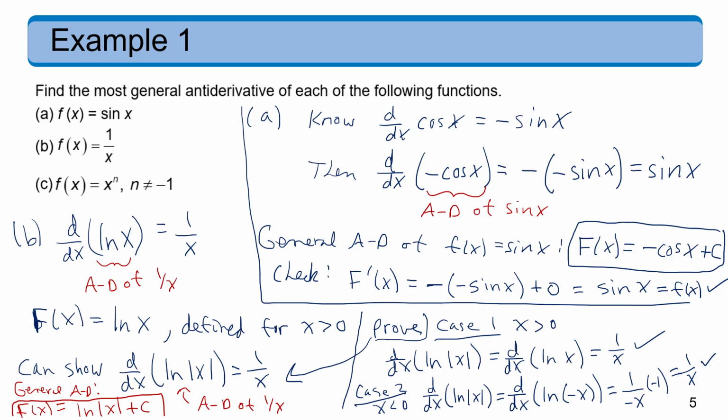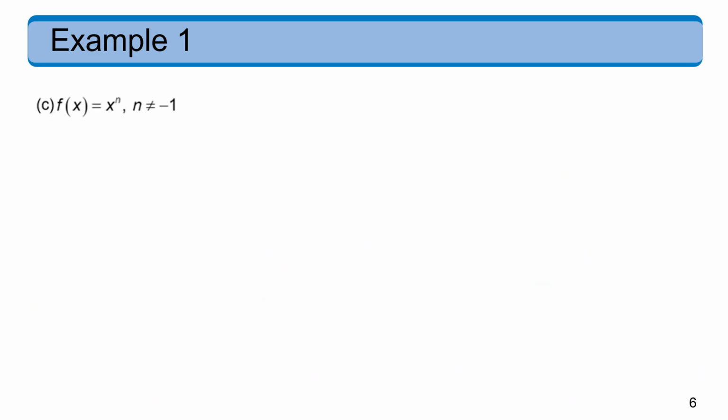Anytime you're asked to find the antiderivative of 1 over x, it's really not good enough to say natural log x. It's much better to say natural log absolute value of x. And then, of course, the plus c, we always put that at the end to get the most general formula for the antiderivative. This is part C. We want to find the antiderivative of x to some power n. So n is any number except -1.